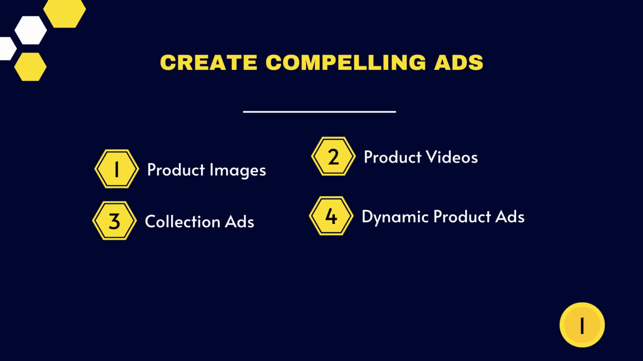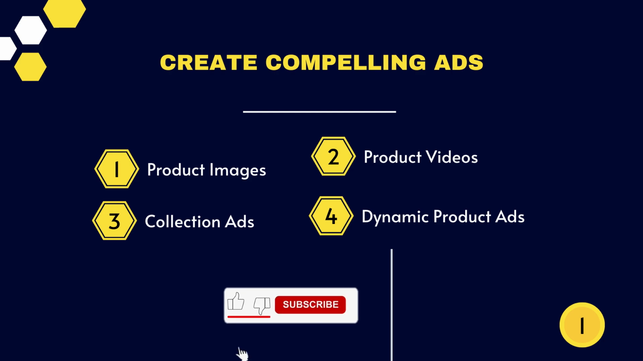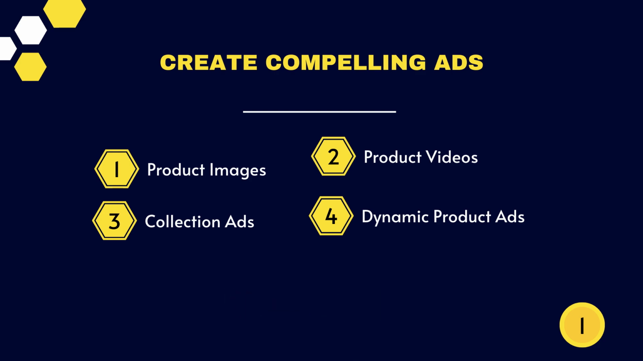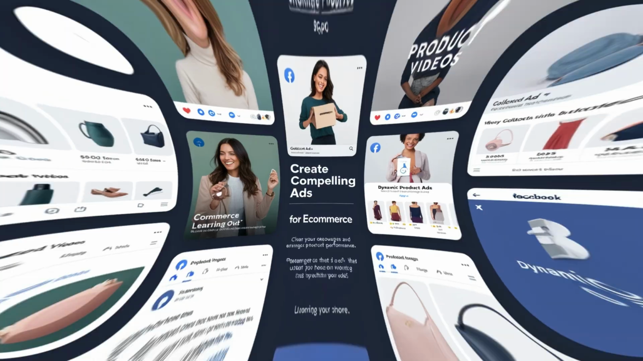Carousel ads: showcase multiple products in a single ad. Great for displaying a collection or bestsellers. Collection ads: display a set of products that users can browse within the Facebook app. Dynamic product ads: retarget users with ads that feature the exact products they viewed on your site.